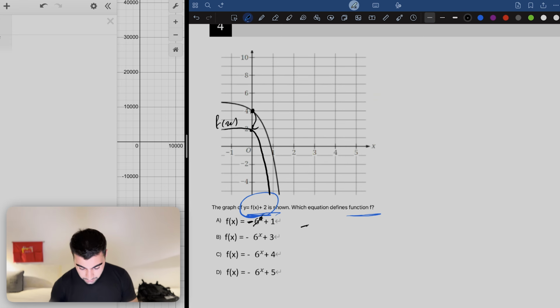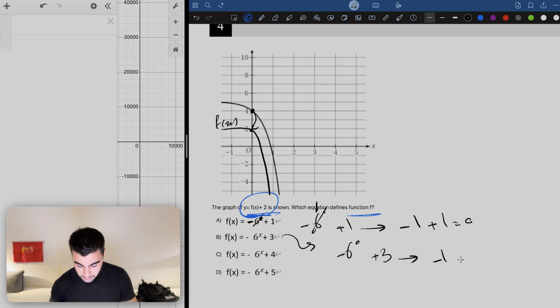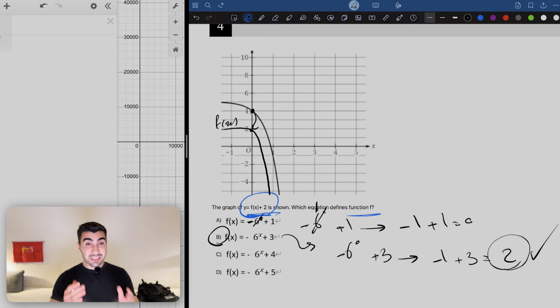This is like negative 6 to the power of 0, so that's going to give you 1, but you have a negative aside, so that's going to give you negative 1. So negative 1 plus 1 gives you 0. This one, negative 6 to the power of 0 plus 3, gives us negative 1 plus 3. It is equal to 2. So this is what we're looking for. Choice B is the answer for this question.